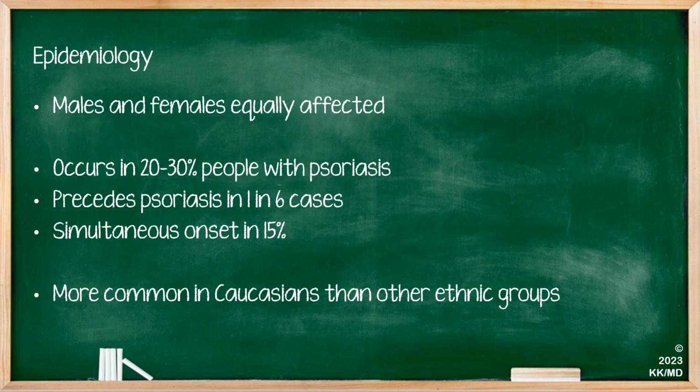Okay, so as for the epidemiology, it affects males and females equally. As I discussed earlier, on average about 20 to 30% of patients with psoriasis will develop psoriatic arthritis. Sometimes the arthritis can precede psoriasis in about 1 in 6 cases, or it can have a simultaneous onset in about 15% of cases. As with many other autoimmune conditions, it is more common in Caucasians than other ethnic groups.